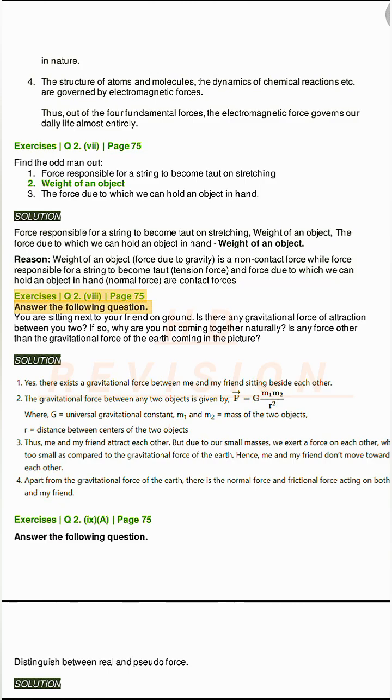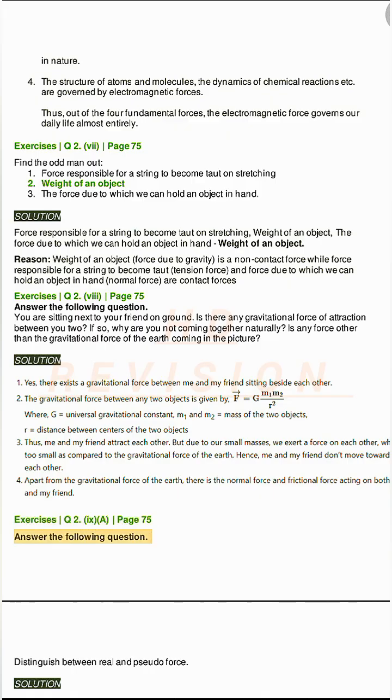Exercises Q2. B page 75. Answer the following question. You are sitting next to your friend on ground. Is there any gravitational force of attraction between you two? If so, why are you not coming together naturally? Is any force other than the gravitational force of the Earth coming in the picture? Solution.